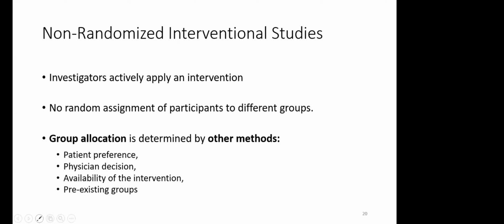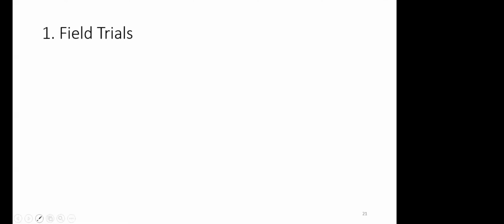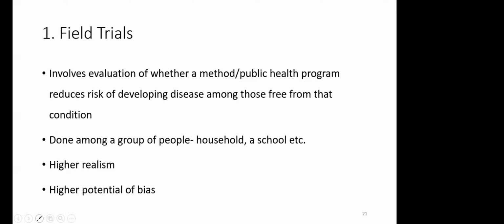So there are various types of non-randomized interventional studies. We'll first look at field trials. Field trials involve evaluation of whether a method, which is usually a public health program, reduces risk of developing disease among those that are free from a condition. We look at an example. It is usually done among a group of people, so it could be a household, a cluster of households, or a school, for example.